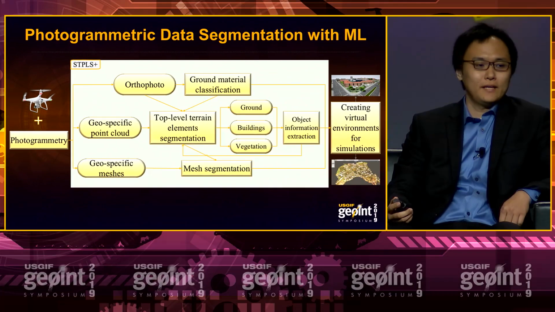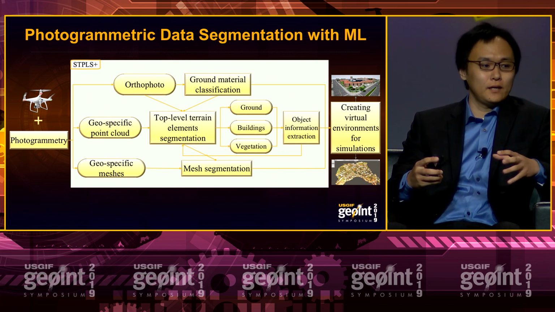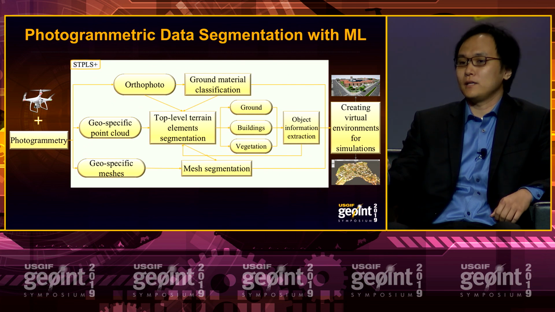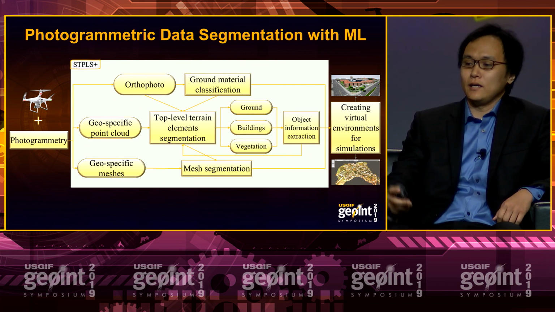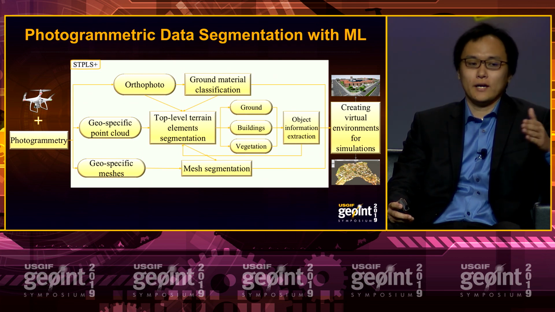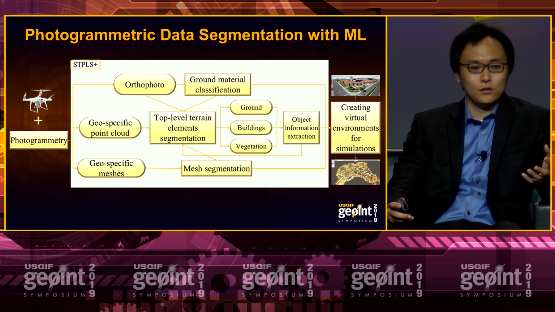All right, so let's just give an overview of how we're working with the data. We are focusing here on the photogrammetric technique, the one that I'm going to be talking about, which comes from the drone collects. So here shows a workflow from the photogrammetric: we get those geospecific point clouds, geospecific meshes, and the ortho photos.